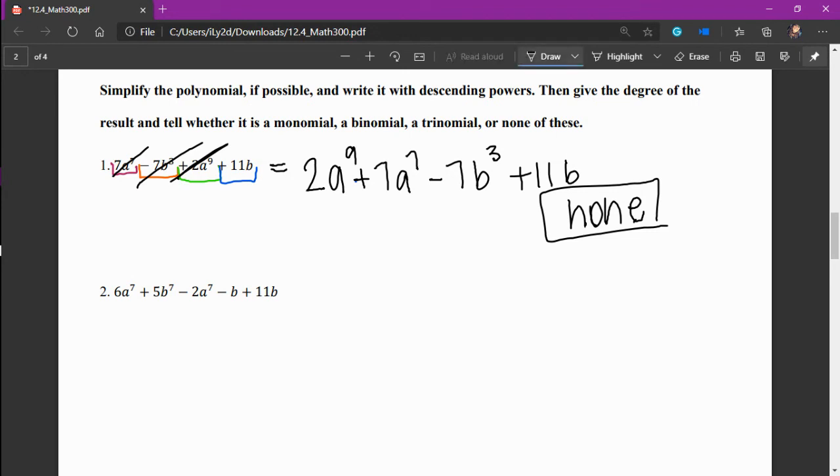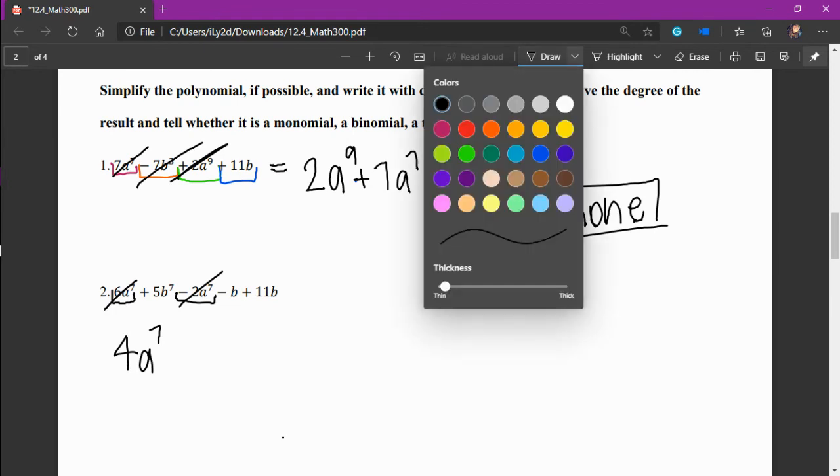Okay, so let's see. 6a to the 7th. What else do I have that has a to the 7th? I actually do have something: 6a to the 7th and 2a to the 7th. I can do math there. I can combine these because they are like terms. Look at the coefficients. 6 minus 2 would be 4. Keep your variable, keep your exponent, right?